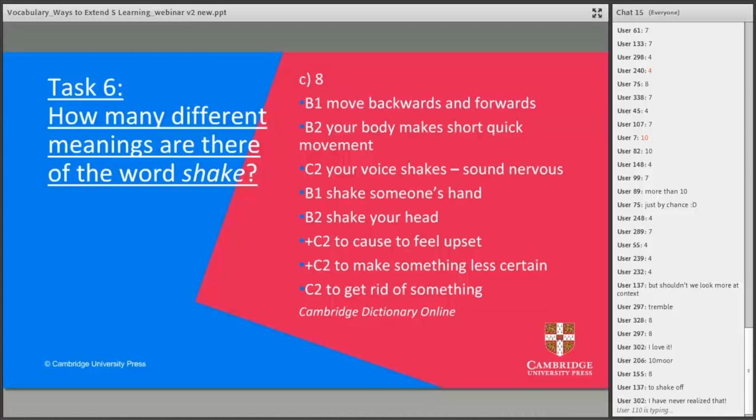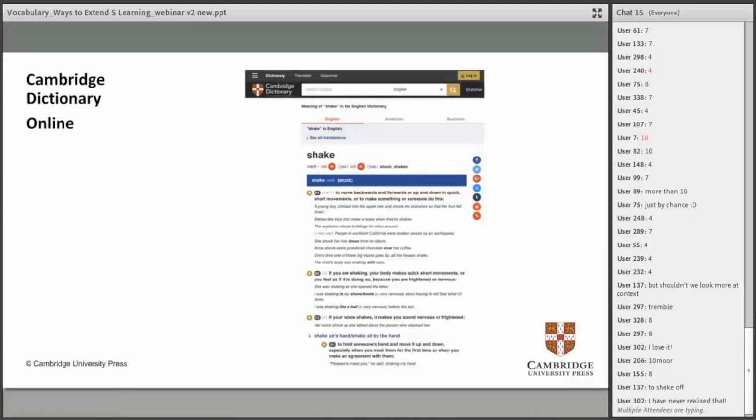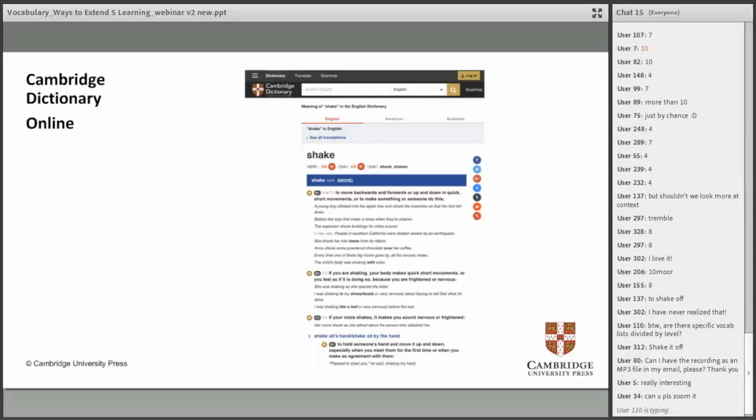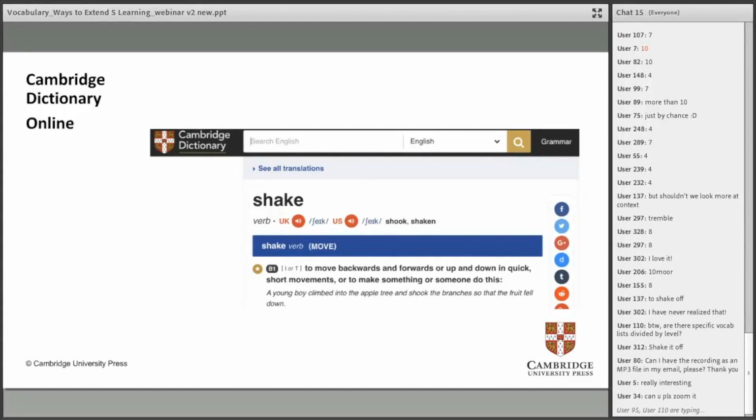If you'd like to see more examples and details, what you can do after the webinar is log into the Cambridge Dictionary Online, and it can give you more detail and more examples. But I'm going to show you some examples now. This is what you get when you do a search for shake in the Cambridge Dictionary Online. This is the initial page. This is not all of the meanings, just the first page. It goes down further to get all 8.